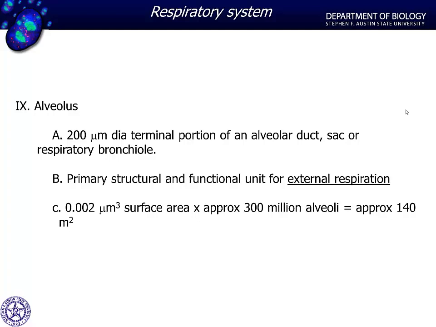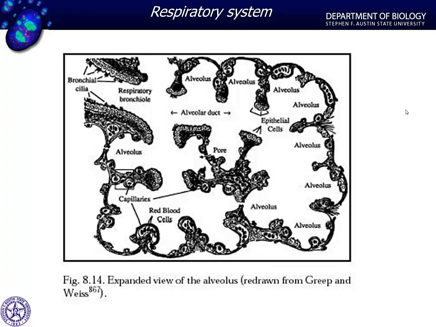Now these alveoli are going to have a diameter of approximately 200 microns in the terminal portion of the duct and the sac, and these are extremely small structures. Small enough that water surface tension alone would collapse them if we didn't have assistance from this substance called surfactant that we'll talk about in just a bit.